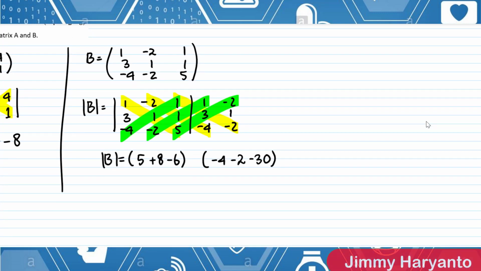Remember, the first and the second result should be subtracted. So the first result is 13 minus 6 equals 7. Minus this one is negative 36, negative 36. So the determinant will be 43 for B. There you go. This is how to find the determinant for example A and B.